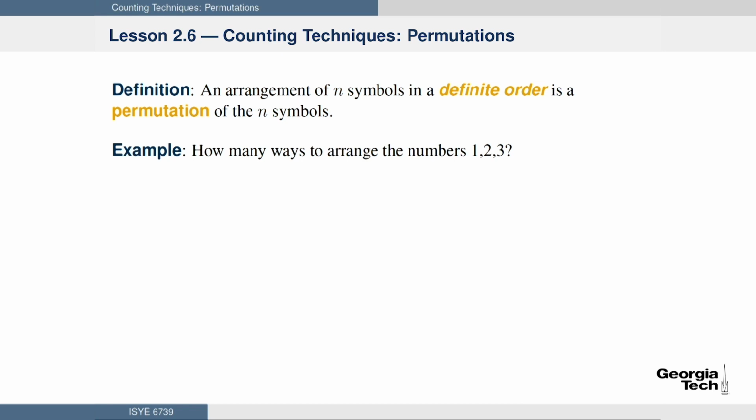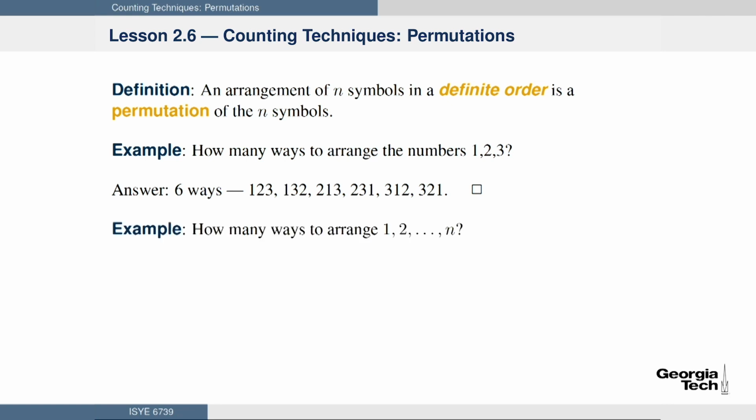For example, how many ways can we arrange the unique numbers 1, 2, and 3? Answer is easy. Answer is 6 ways, and I'll write them out in numerical order. 1, 2, 3, 1, 3, 2, ... 3, 2, 1. There's 6 of them. Similarly, how many ways can I arrange the symbols 1, 2, ... n? There's n of them in this case.